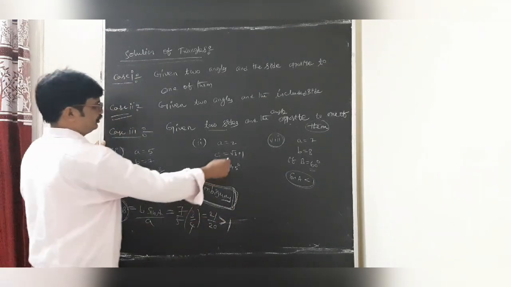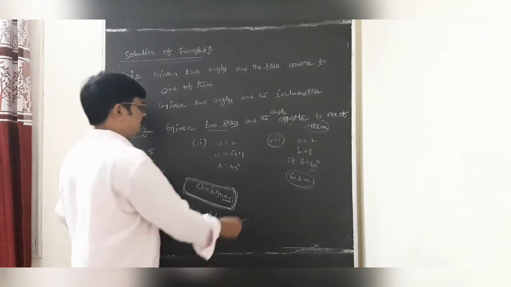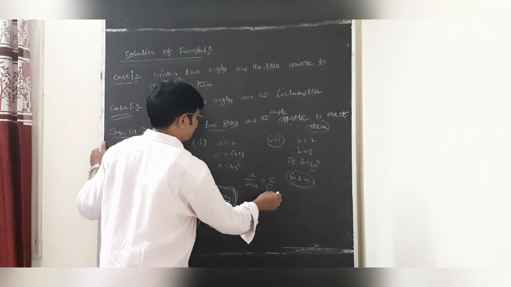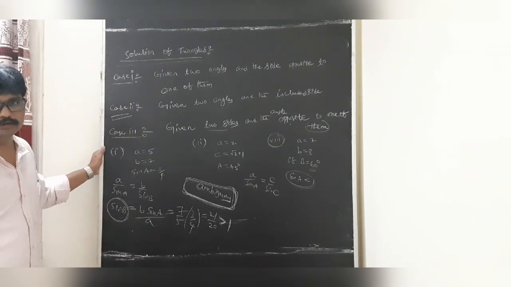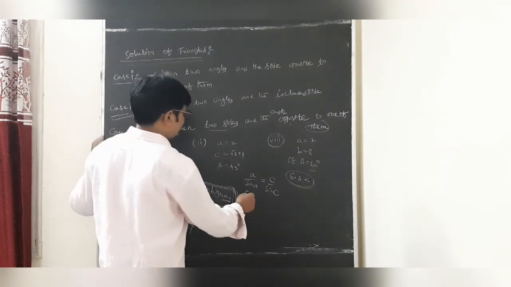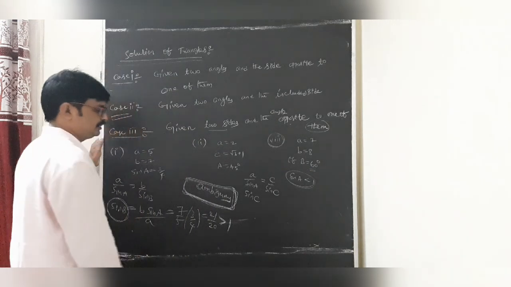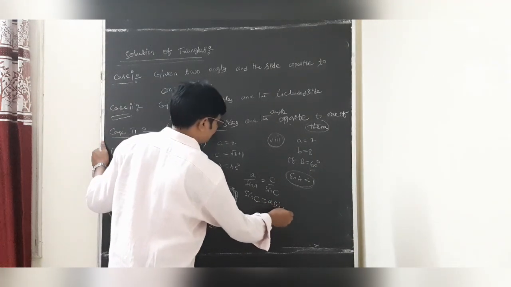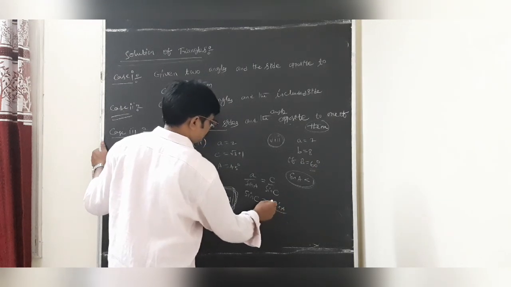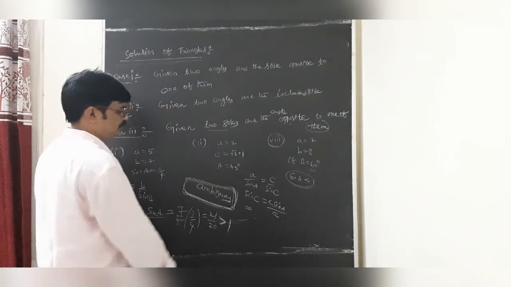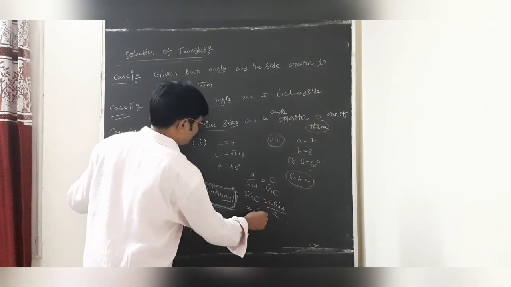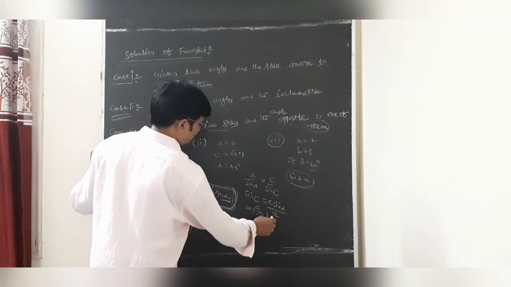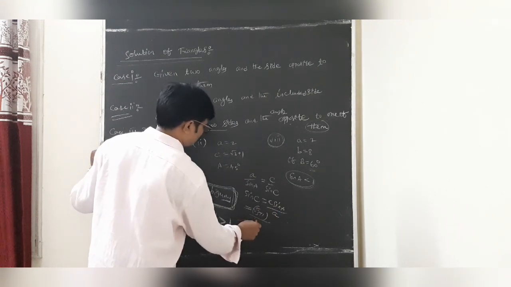Okay students, now what about this? Here you can observe a by sin A equals c by sin C. How do we write this? The sin C equals c sin A upon a. So here we take c as root 3 plus 1, sin A is sin 45, which is 1 by root 2. And a is 2 root 2.